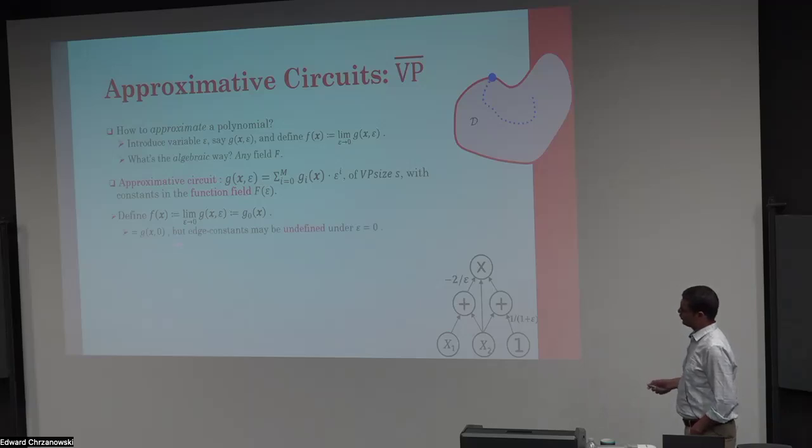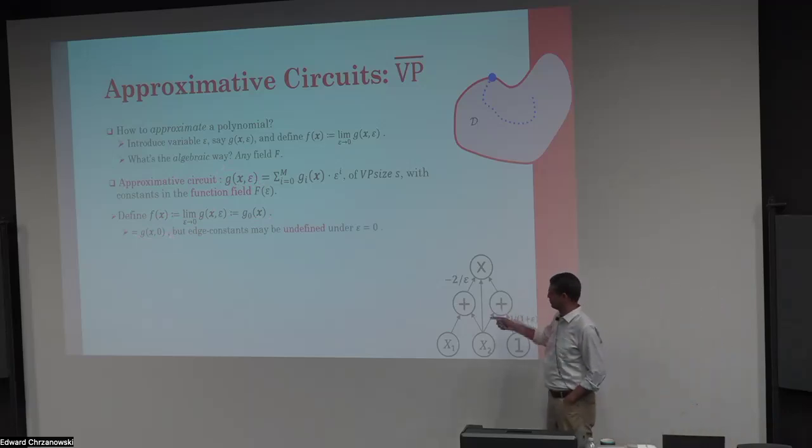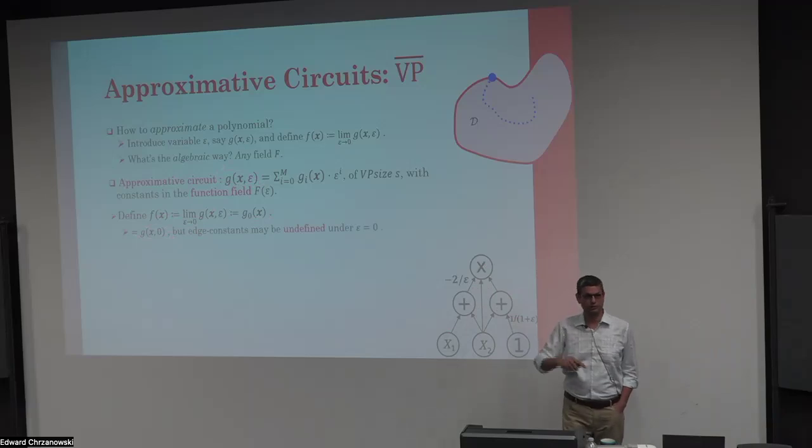So just a warning: this doesn't mean that in the circuit you could have just substituted epsilon equal to 0. Because if you did that, then the circuit is actually not just a polynomial. By circuit, we mean this representation. In this, the edges may be undefined. So you can't just put epsilon equal to 0.